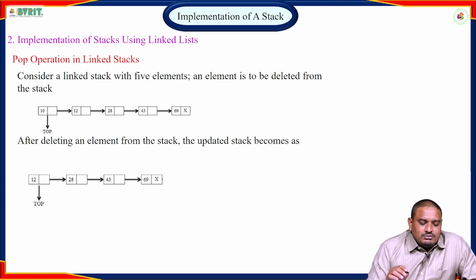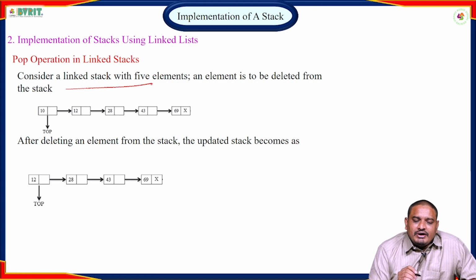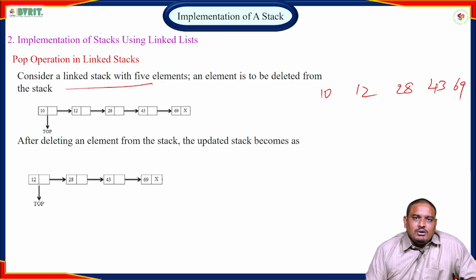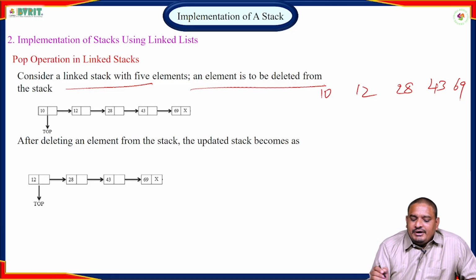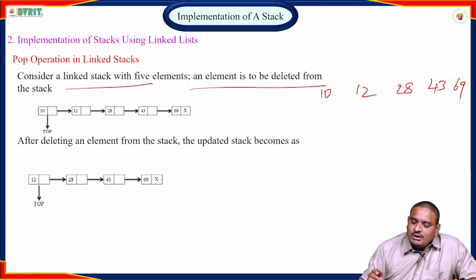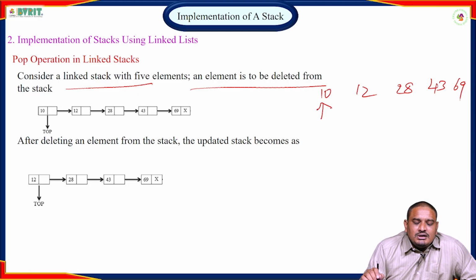See this example for the pop. Consider the linked list having 5 elements: 10, 12, 28, 43, 69. Now an element will be deleted from the stack. Initially, the stack has the element 10 at the top position.